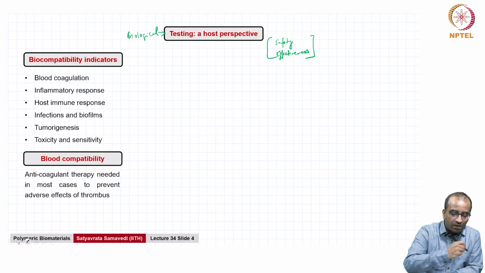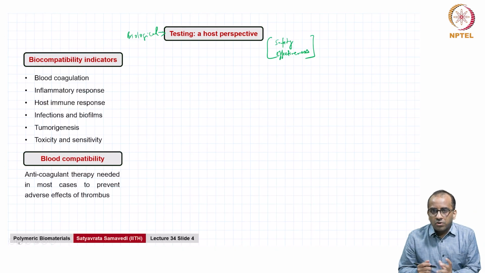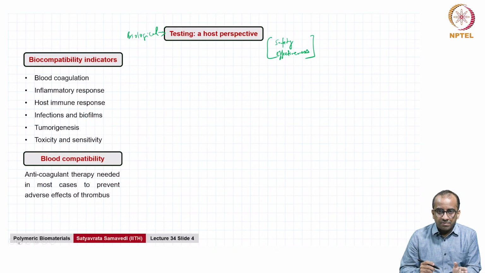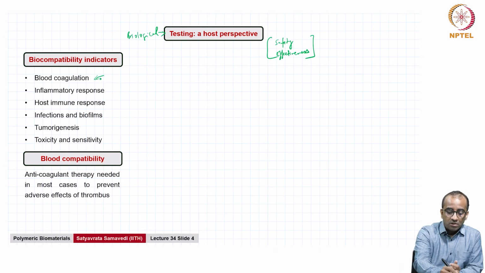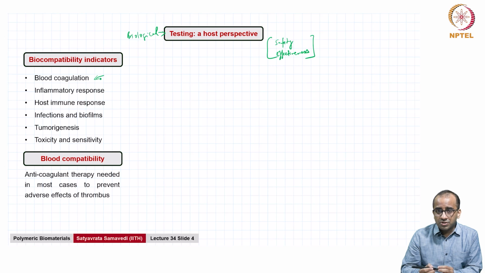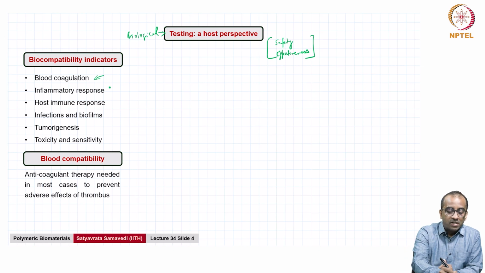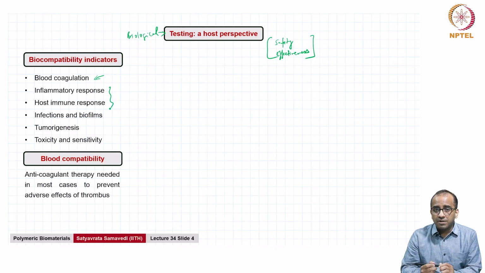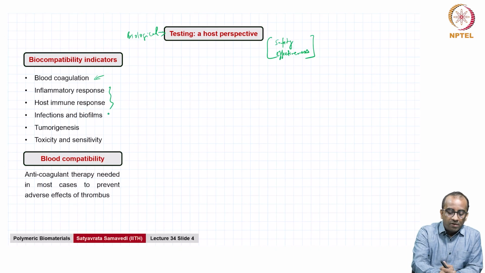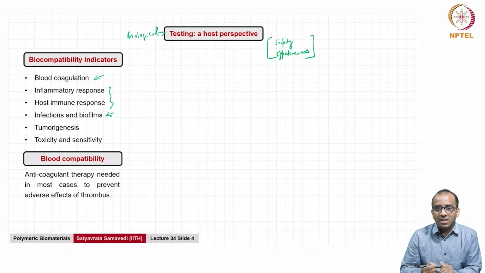So, in testing, we first start off by looking at biocompatibility indicators, and this is something that we have started looking at in the last several lectures. This includes blood coagulation and thrombosis, which we have looked at in lecture number 32. The inflammatory response and host response, which we looked at in the previous lecture, lecture number 33. We have hinted at infections and the use of antifouling materials for preventing biofilm formation in the lecture on protein adsorption, lecture number 31.